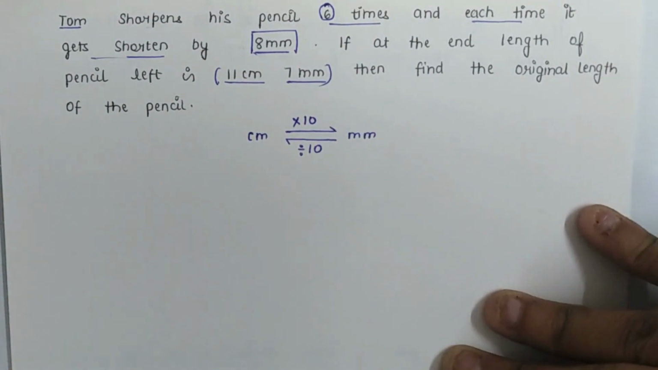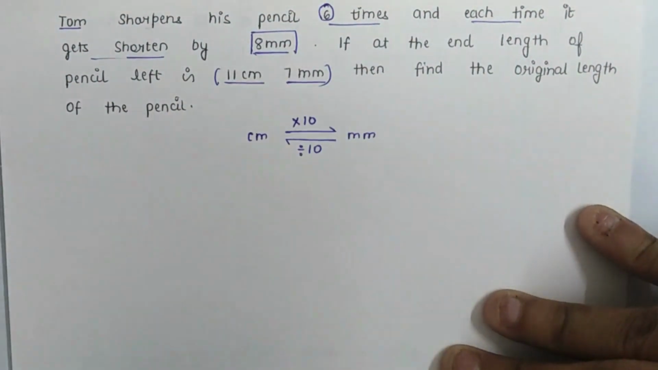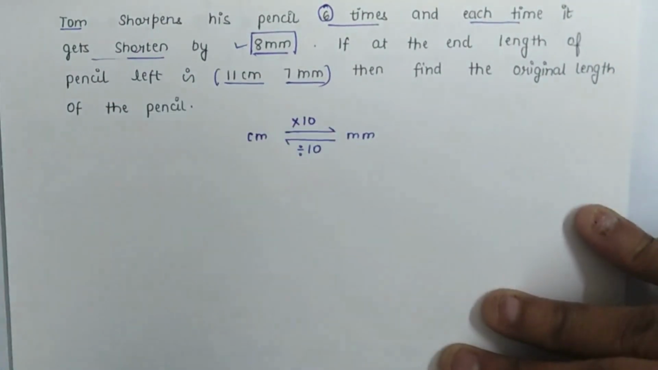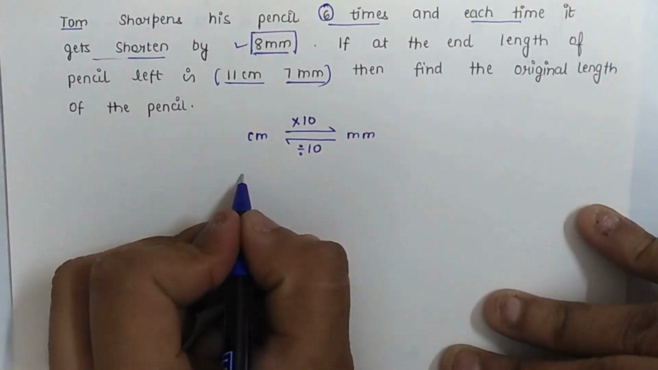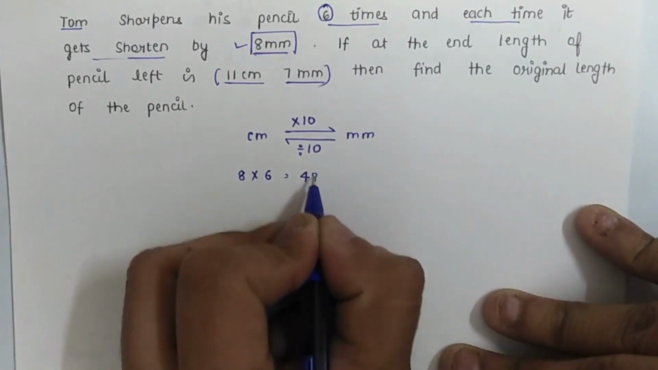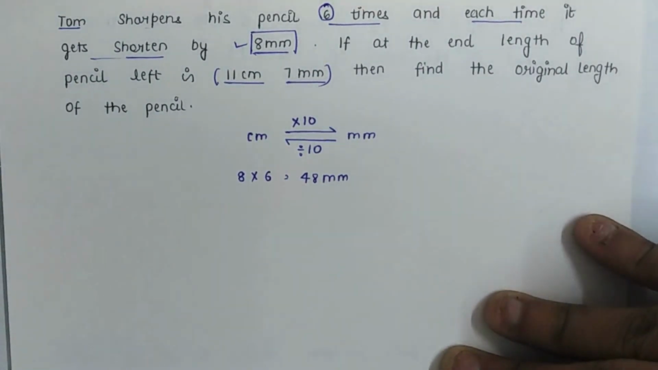Now, how do we solve this question? The pencil is sharpened 6 times, and each time it gets shortened by 8 millimeter. So how much did it get shortened by 6 times sharpening? We have to multiply 8 by 6. So 48 millimeter is the total length that is shortened by sharpening.